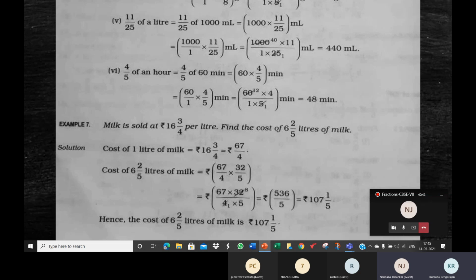What will be the cost of 3 liters? 48, ma'am. Okay, 16 plus 16 plus 16, correct? 1 liter is 16 rupees. No, all of you disable your mic, I'll tell you.